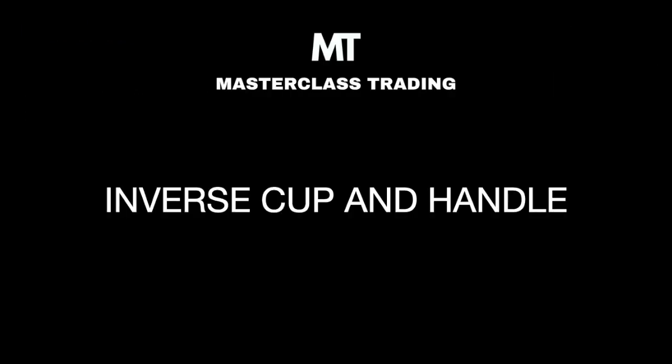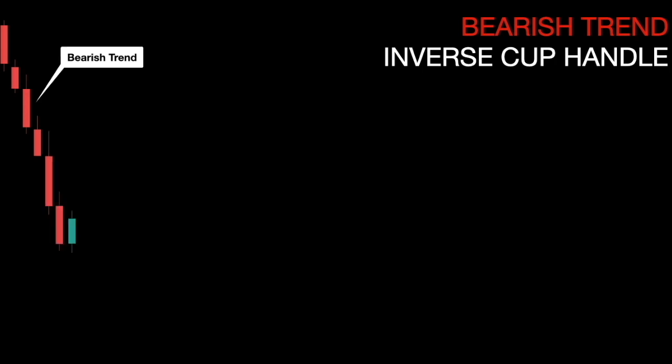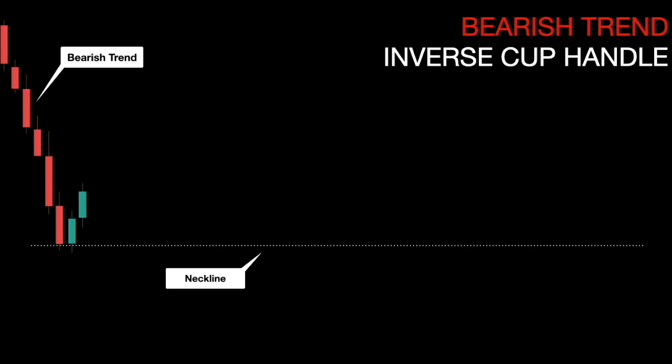Hello traders, in this video we are going to analyze the inverse cup and handle chart pattern. The inverse cup and handle chart pattern is a continuation pattern that gathers liquidity before pushing again with the main trend. As we may see on the chart, price is moving downwards in a bearish trend. It will then reach a major support level that will form the neckline of the pattern.